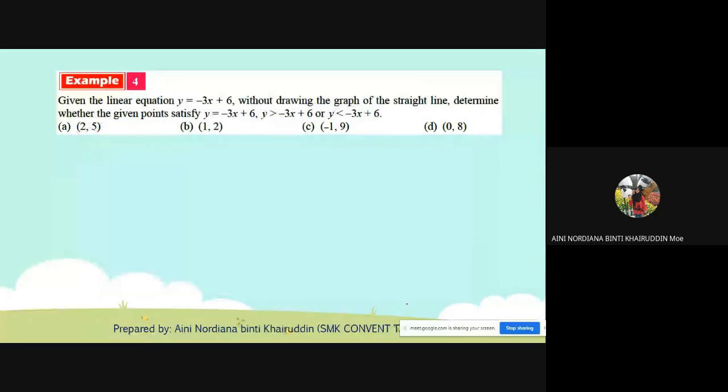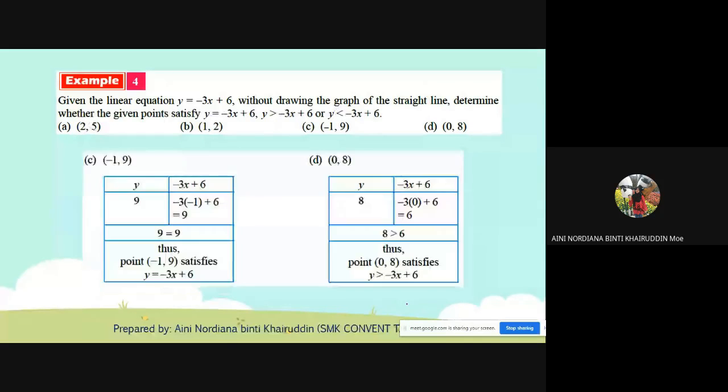If these two values are less than, then it satisfies y less than. So now for C and D, do the same thing. If the values are equal, then that point satisfies y equal to. So for D it is greater than, so greater than negative 3x plus 6.